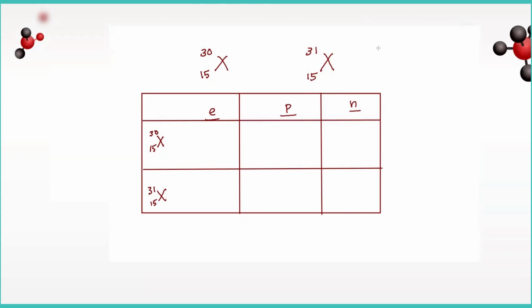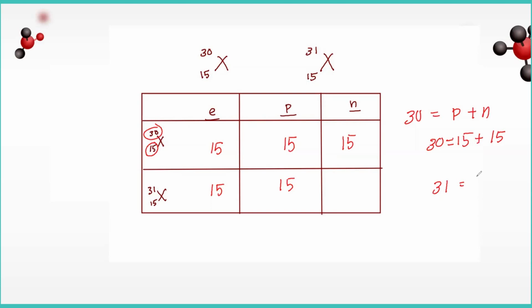So yes, now we are good to check about this. If the atomic number is 15, for sure the number of protons is 15. Then we know the number of protons is always equal to the number of electrons. So we have 15 over here. And the mass number is 30. 30 has to be made up of protons and neutrons. We have 15 protons. So to make up 30, we have to have 15 neutrons. And coming over here, the same thing. 15 electrons, 15 protons, but this time it's 31. So just to make 31, we have to have 16 neutrons. All right, that's a simple activity that we did on isotopes.